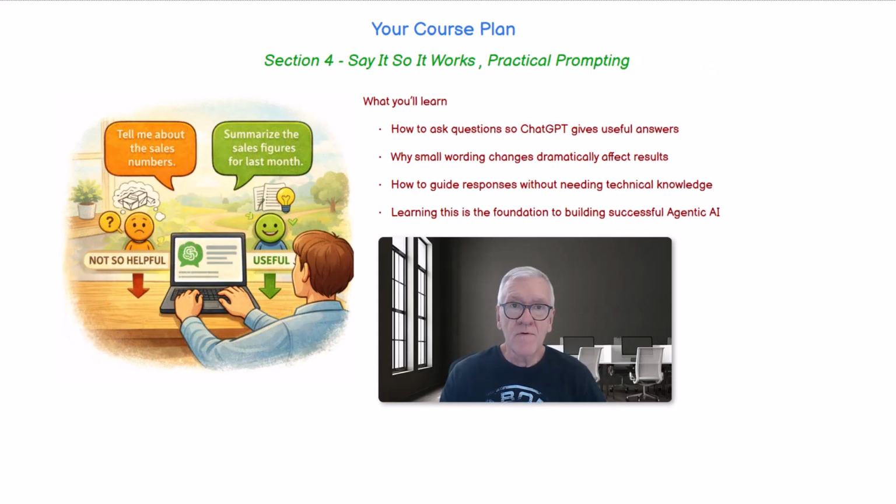Now, section 4 is pivotal. This is all about how you communicate with ChatGPT and, in fact, how you communicate with any large language model. So, what we're going to learn here is how to ask questions so ChatGPT gives useful answers and accurate answers, why small wording changes dramatically affect results, and how to guide responses without needing technical knowledge. And learning this is the foundation to building successful agentic AI. And we'll be doing some of that later in the course.